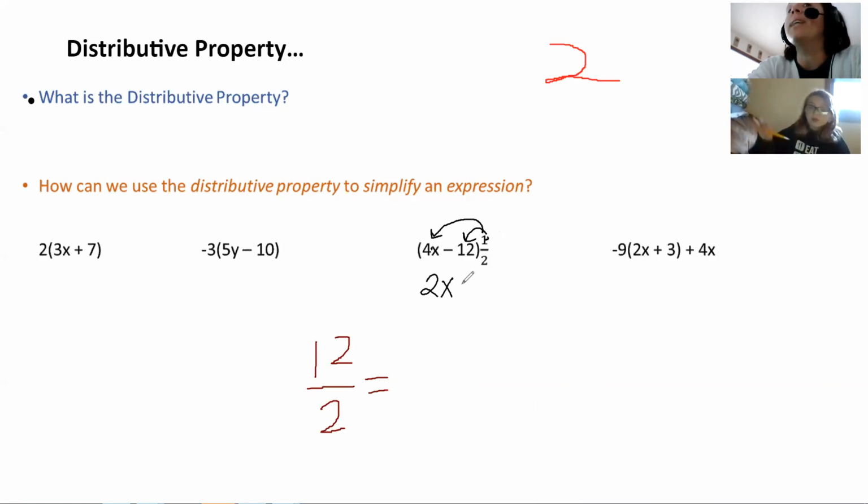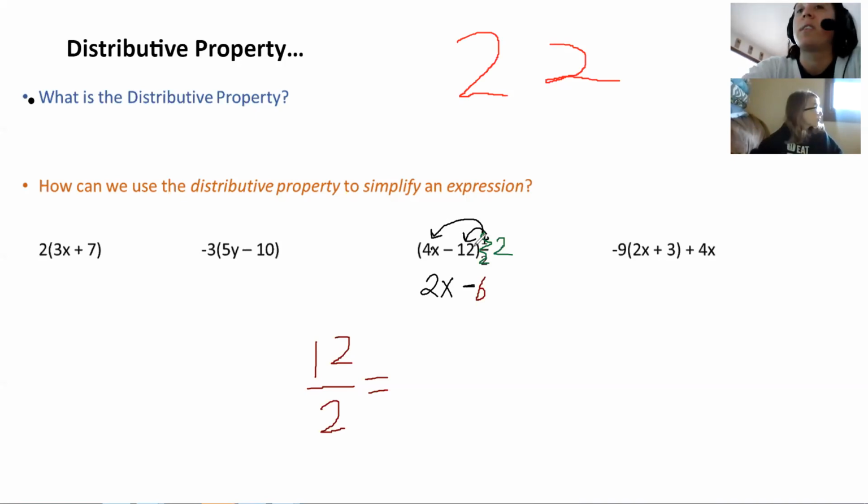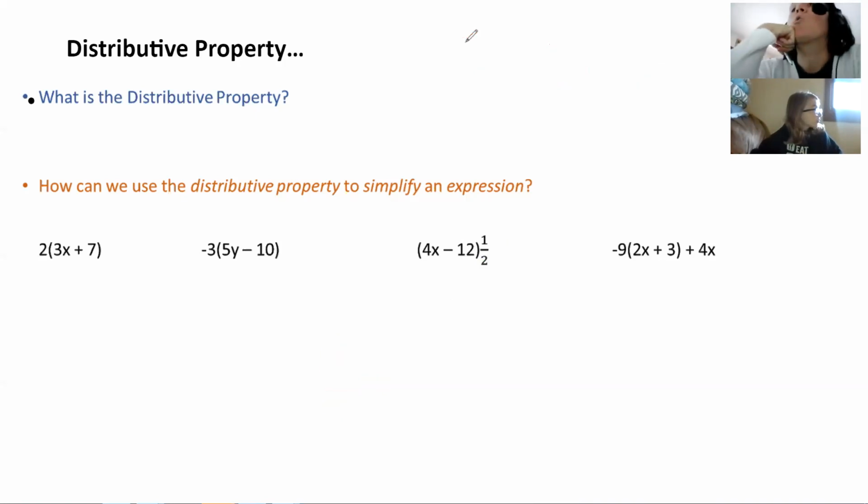We have a minus in the middle of our problem. And then 12 times 1/2, or 12 divided by 2, is 6. Very good. Good stuff, guys. Any questions with that?